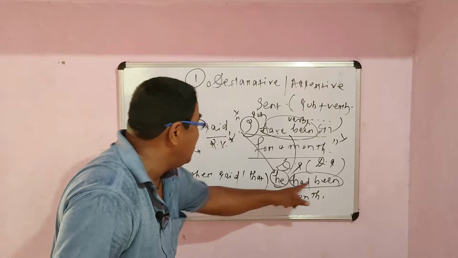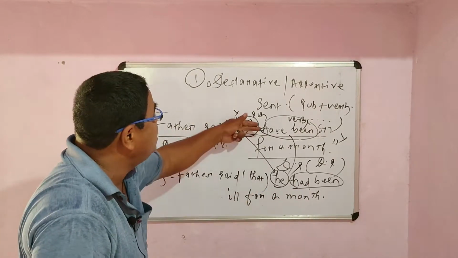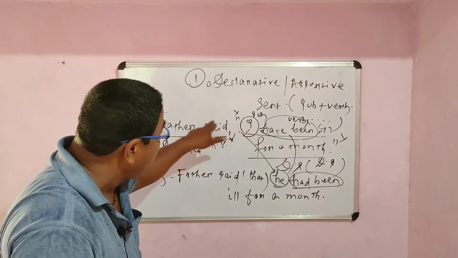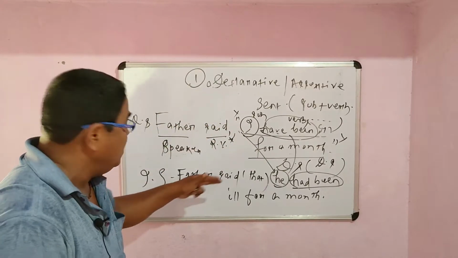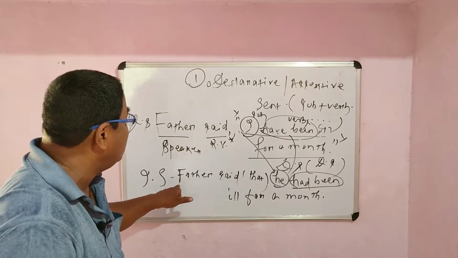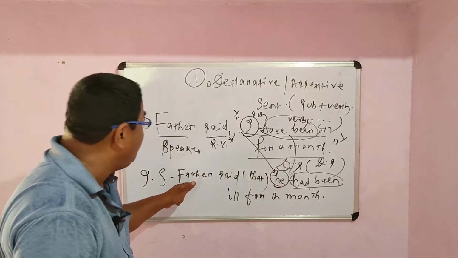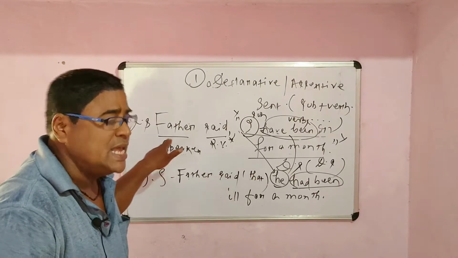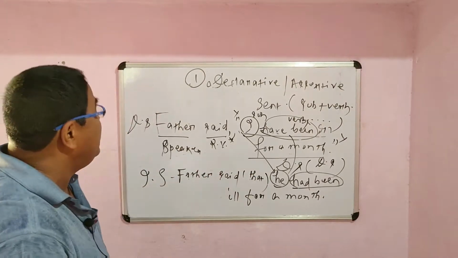Father said that he had been ill for a month, because here the exact words of the father, the original speaker, are being put forth by somebody else. Though this is the speech of the father, it is told by somebody else other than the father. That is why it is called indirect speech.